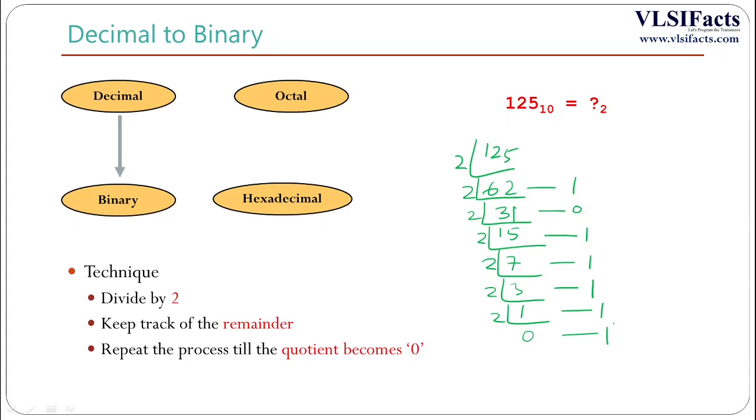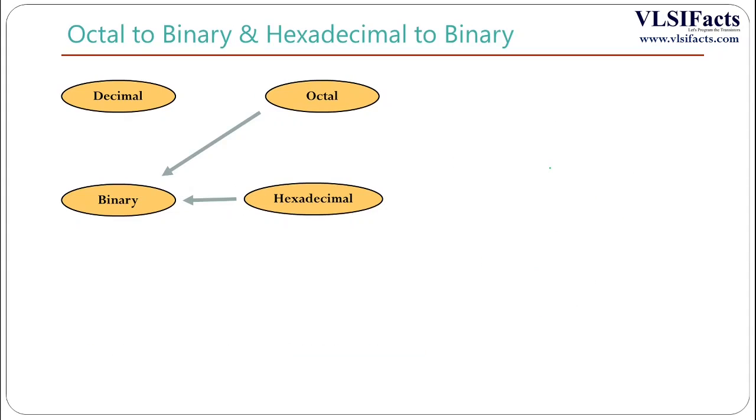Now you will collect these remainders from bottom to top, or in other words, the bottom bits will be MSB and the top bit will be LSB. So this is MSB, this is LSB. Then it will become 1 1 1 1 1 0 1. So the decimal number 125, its equivalent binary number is 1111101.